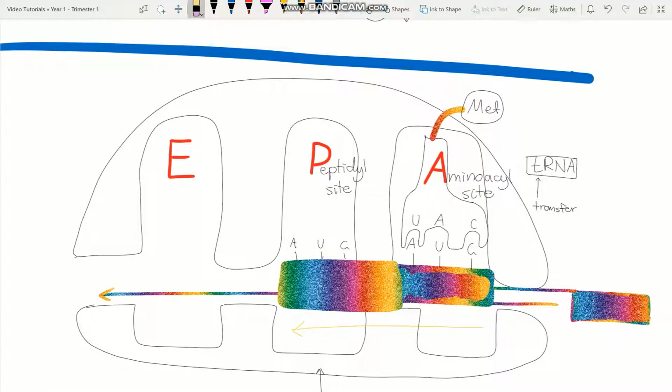Now, instead of AUG present on this side, there will be a new codon present for which a tRNA molecule will be able to code. Keep in mind that the original tRNA molecule that coded for methionine will still be present. However, now it will be present in the P site.